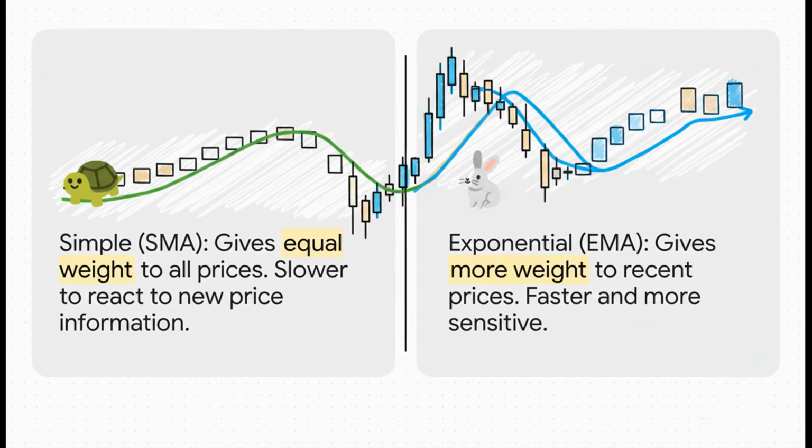And it's not just about the number of days either. There are actually different flavors of moving averages. The two most popular are the simple moving average, the SMA, which basically treats every single day in the period equally. And then there's the exponential moving average, the EMA, which gives more weight to the most recent prices. That makes it react a lot faster to new information.